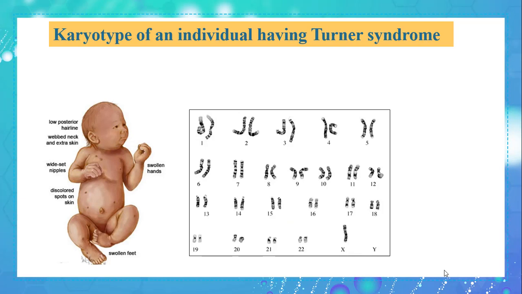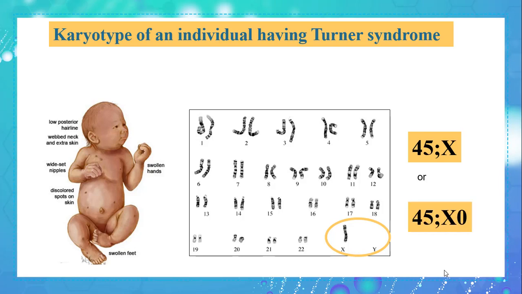The last example we'll study here is for a person having Turner syndrome. The karyotype shows only one gonosome, X, neither an additional X nor a Y chromosome. So the chromosomal formula would be 45; X, or 45; X0.